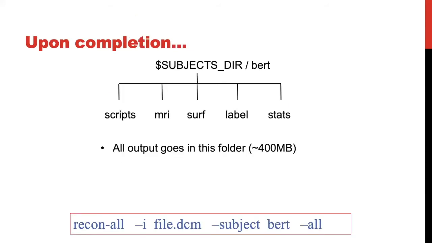And now we're going to go over a little bit of what gets created in these subject directories. So every time you run recon-all, you'll get a new subject directory. So for instance, this subject's name is Bert. So when FreeSurfer has completed running through the entire recon-all process, these are the main directories you'll get: scripts, MRI, surf, label, and stats. I guess you guys can guess what's in each of these directories, but I'm going to go over them anyway. And so the Bert directory in total is only about 400 megabytes.